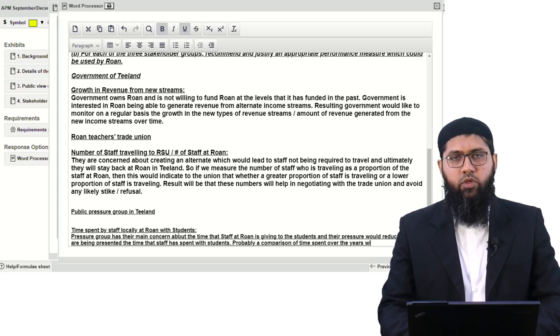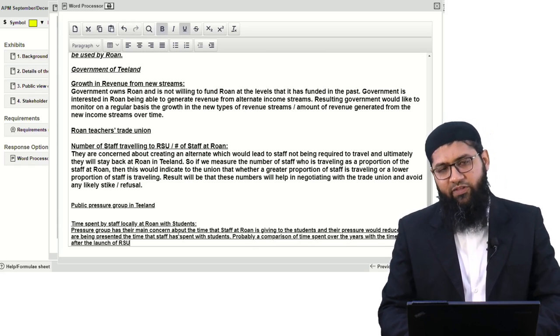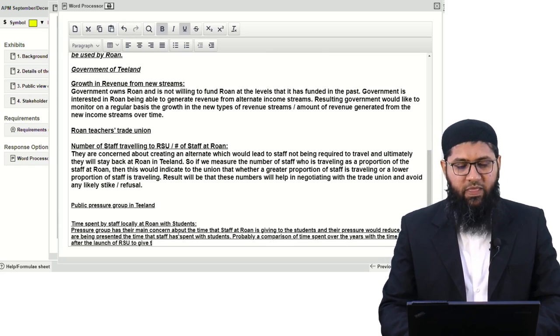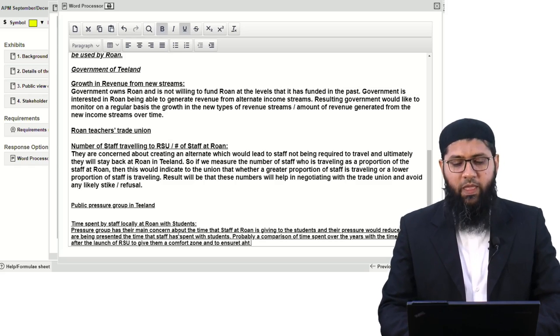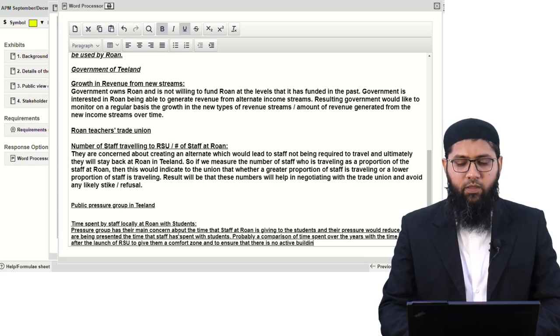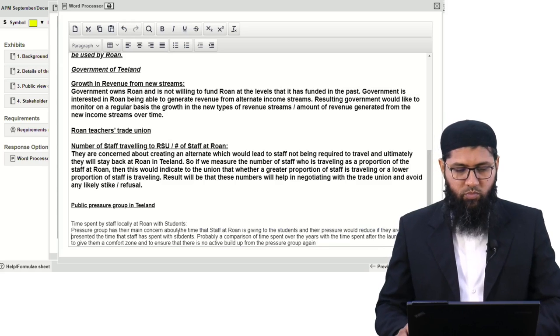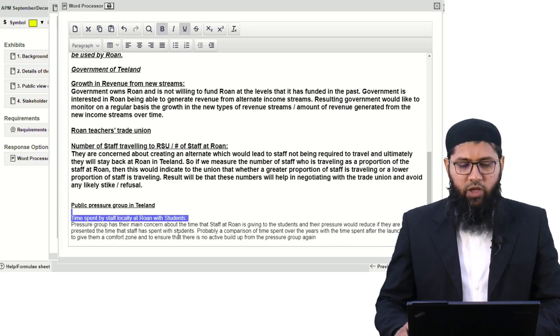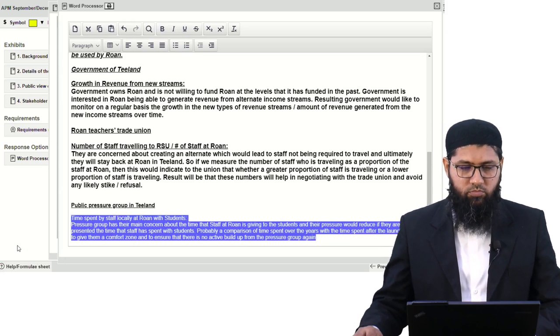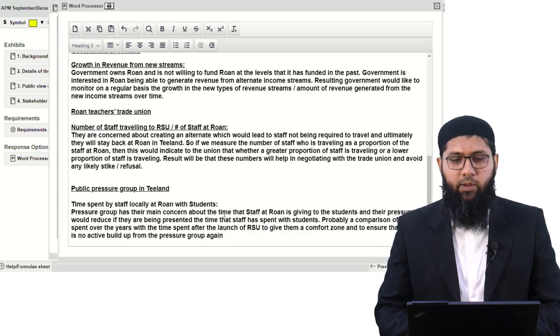Probably a comparison of the time spent over the years with the time spent after the launch of RSU, to give them a comfort zone and to ensure that there is no active buildup from the pressure group again. So that is what you are going to be talking about.